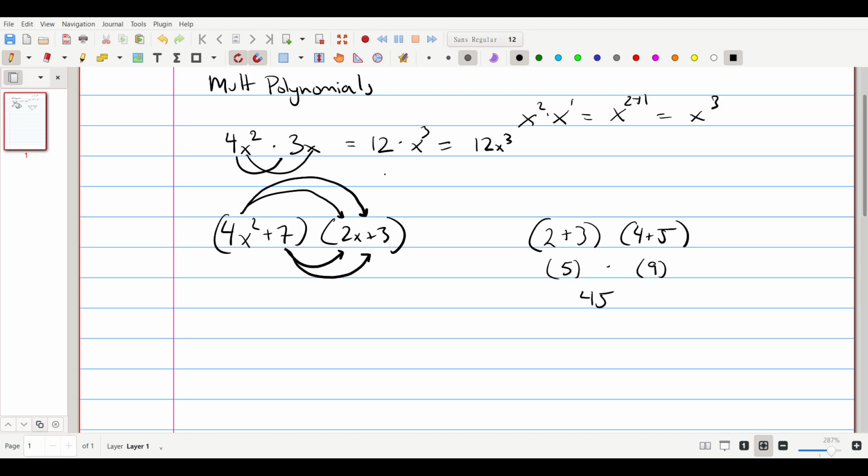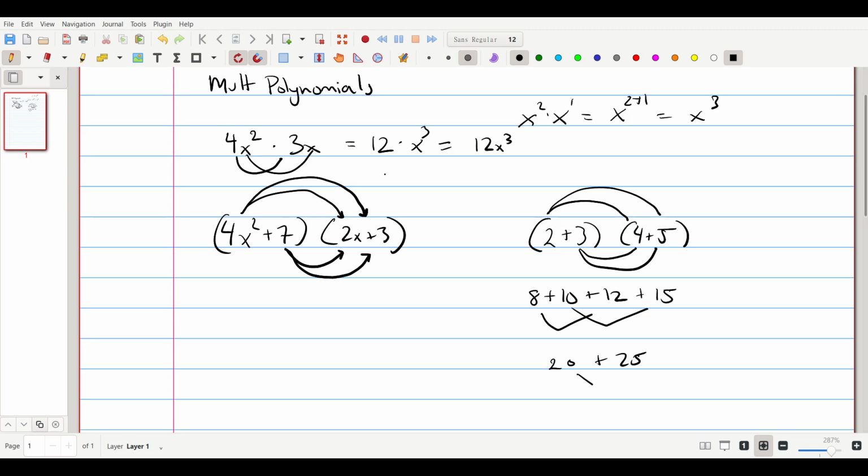Cool. But what if we didn't use that? What if we use distribution instead? Well, we would get 2 times 4, 2 times 5, 3 times 4, 3 times 5. So what's 2 times 4? That's 8. 2 times 5, that's 10. 3 times 4, 12. 3 times 5, 15. And so if we add all these numbers together, 8 and 12 make 20. 10 and 15 make 25. And 20 and 25 make 45. Right? And that's exactly what we got when we did the order of operations.